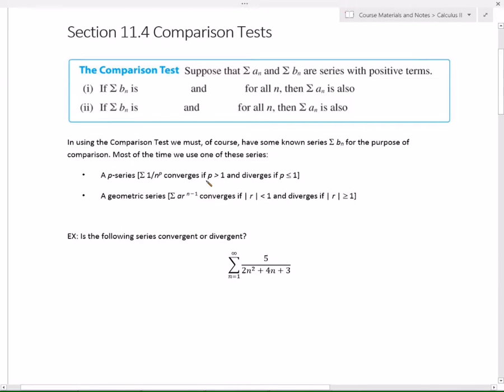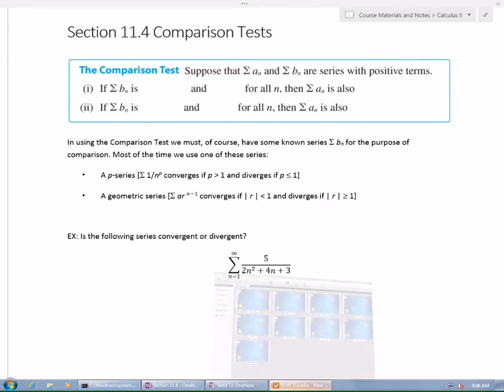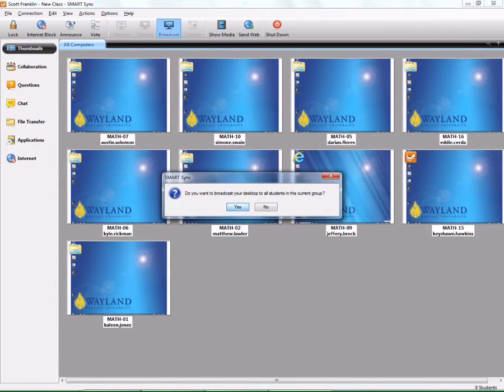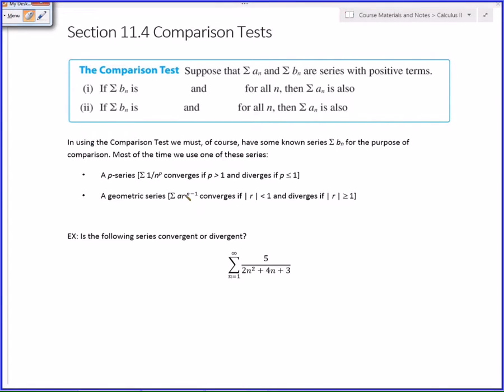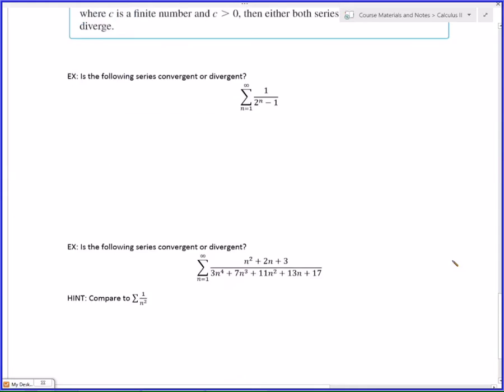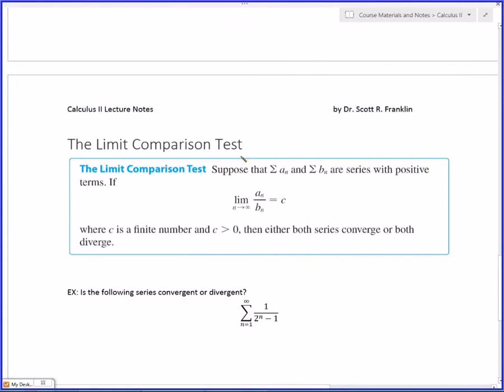11.4 in the comparison test. I'll go ahead and broadcast to your screens. Let me point out that most of the time that I'm going to use the comparison test in practice as a mathematician, if I come across something and I need it, I actually rarely apply this test that's in the blue box up here. Although it's certainly common and doable, more often than not, I apply this one. Okay, it's called the limit comparison test.